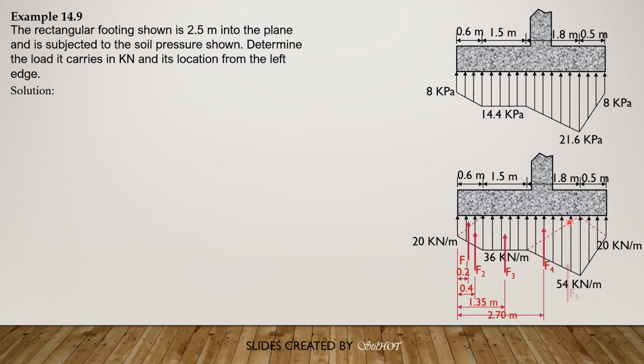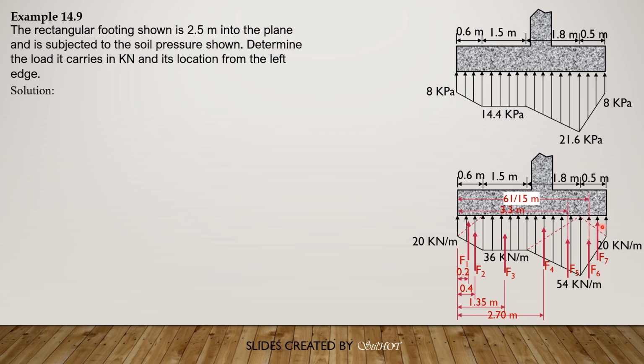Then F5, this triangle here. It is located 2.1 plus 2/3 of 1.8, which is 1.2. So 2.1 plus 1.2, 3.3 meters from the left edge. Then F6 would be this bigger triangle, and its distance from the left edge is 2.1 plus 1.8 is 3.9 plus 1/3 of 0.5. So 3.9 plus 1/3 of 0.5 is 61 over 15.